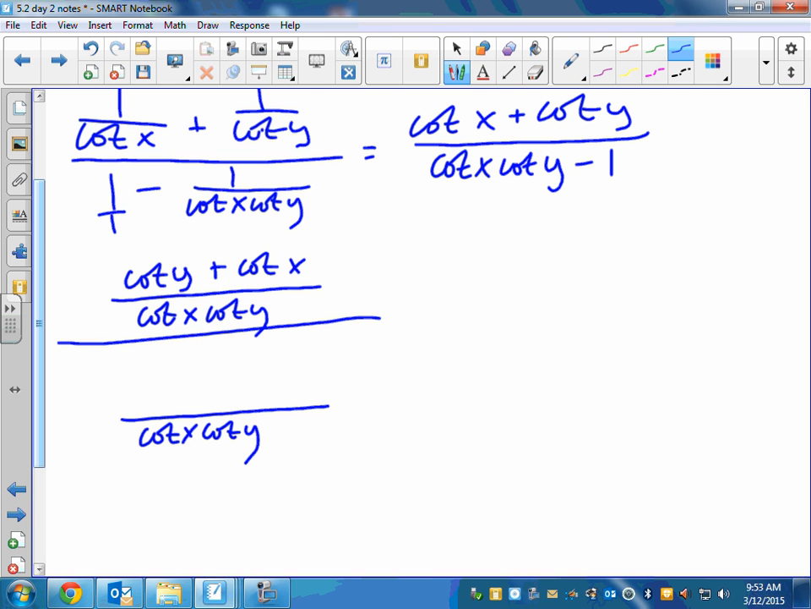I just need this over here, right? So that's going to become cotangent x, cotangent y. I need nothing here, so that becomes minus 1.